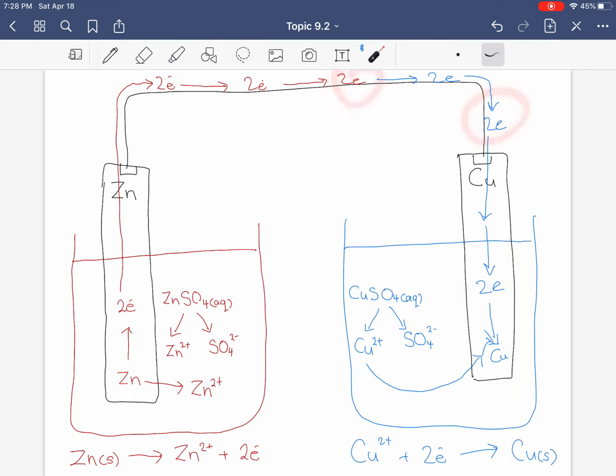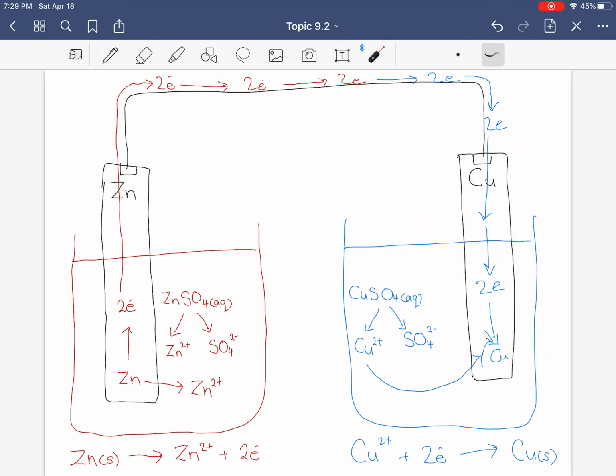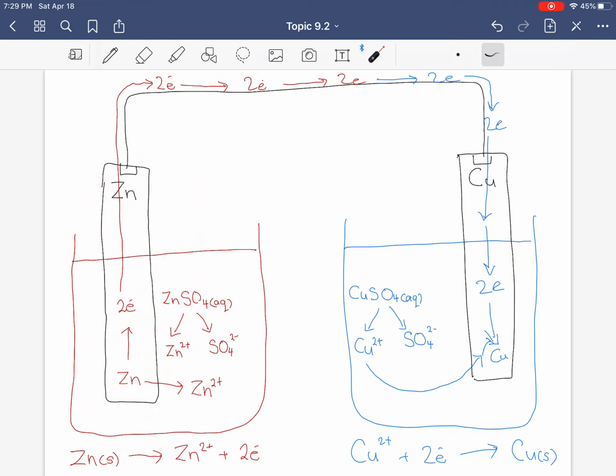Seeing that the 2 electrons are coming down through this wire, I'm going to come over here and get together with these 2 electrons to turn myself into atomic copper. So, in reality, as this reaction proceeds, this copper strip will get bigger and bigger and bigger, while this zinc strip will get smaller and smaller and smaller. Hope that makes sense.